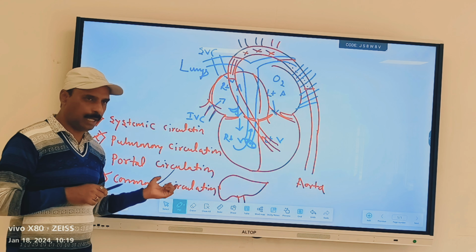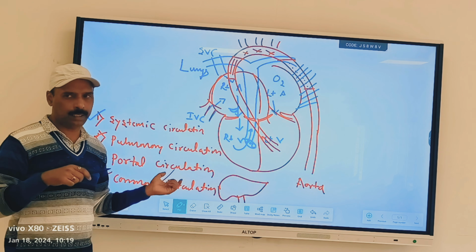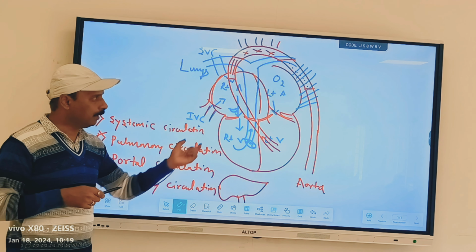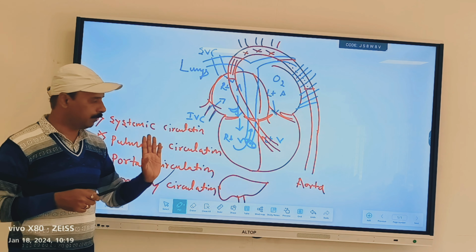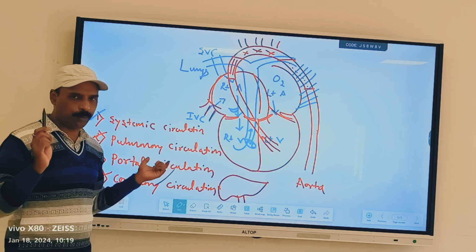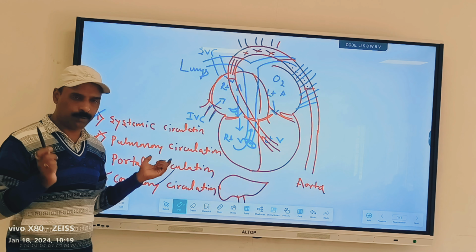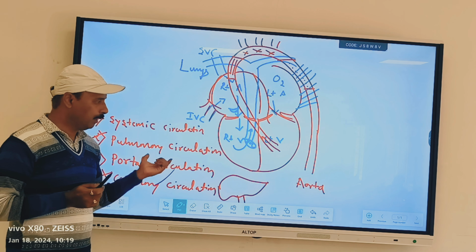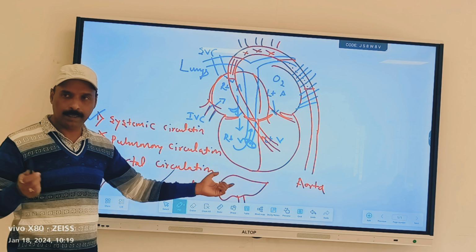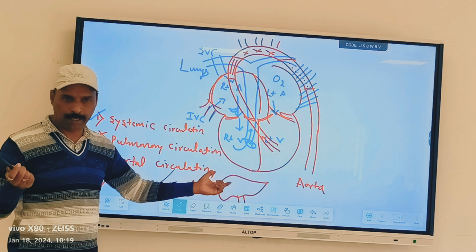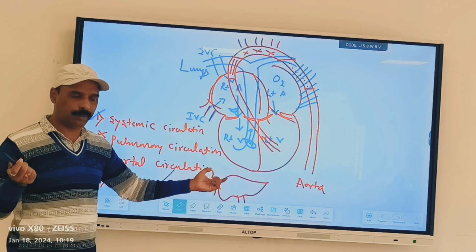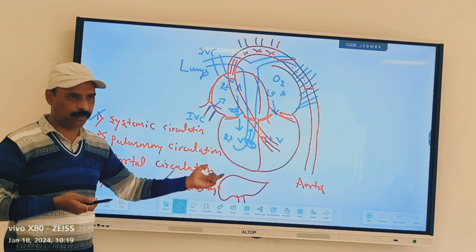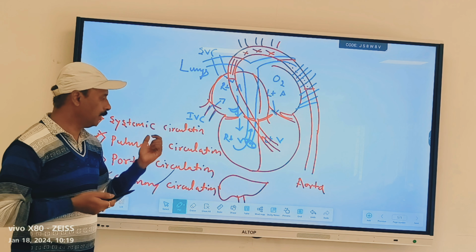Coronary circulation, I have told 3 points: the right and left coronary arteries arising from the ascending aorta, and the coronary sinus. Portal is almost all related to the liver, so you have to remember the liver mainly. This liver receives 80% of its blood supply by the portal vein only, and 20% by the hepatic artery. That we will study in the liver.